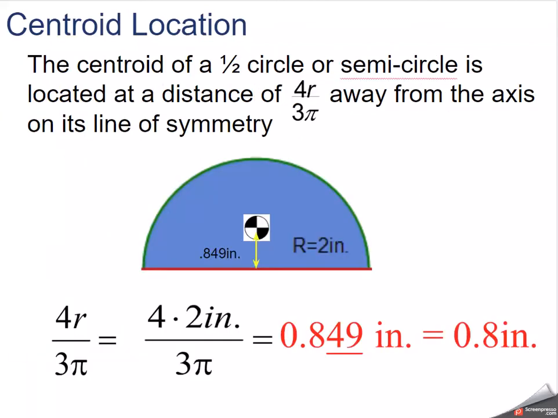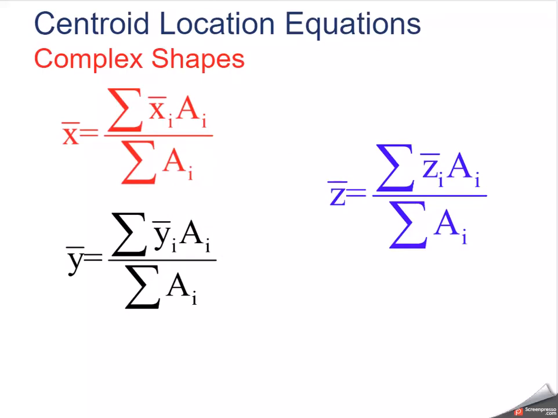And then for a semicircle, because the center of a circle is just the center point, for a semicircle we use the formula 4r over 3 pi. So we take off of that baseline, the axis of symmetry is right down the middle, so how far do we go up? We go up 4r over 3 pi. Some of the formulas look a little confusing, but the later notes will make them look a little bit better.